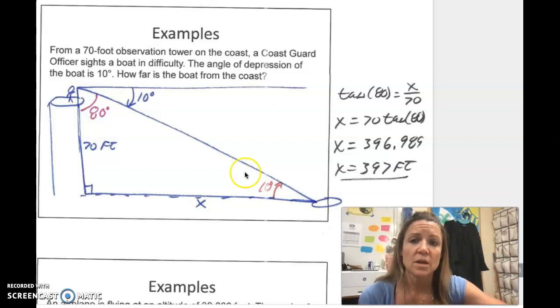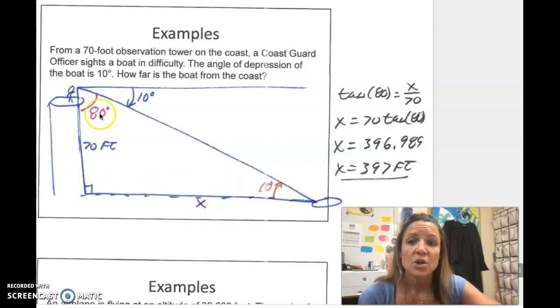Okay, so if the angle of depression is 10 degrees, then that means this angle inside the triangle is 80, because that should form a right angle of 90 degrees. So 90 minus 10 is 80. Okay, and that tower is 70 feet high, so go ahead and label it. We want to know what is that flat distance right there, so that's what we're going to label x.